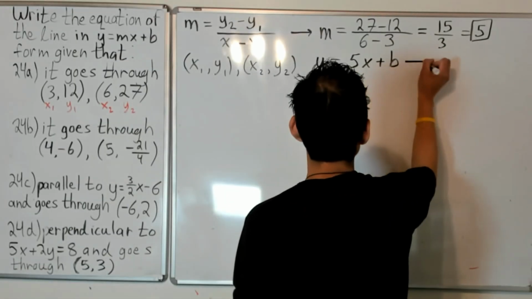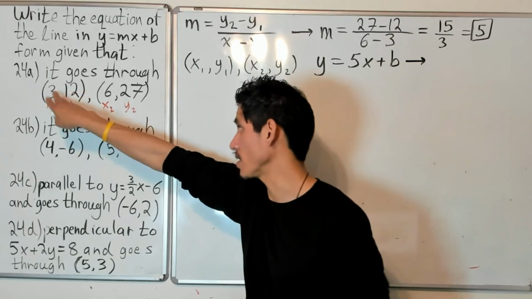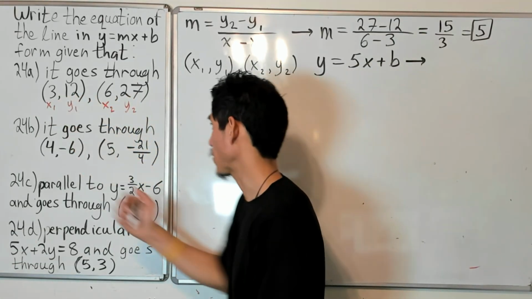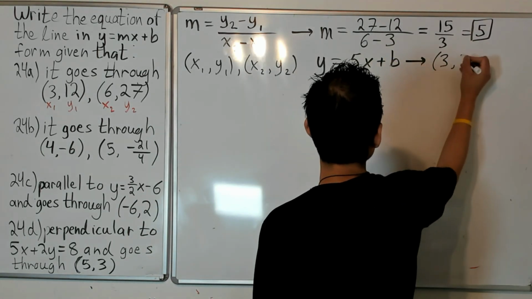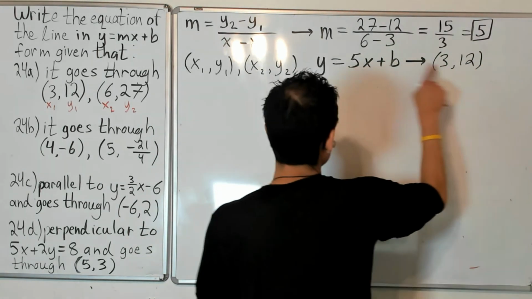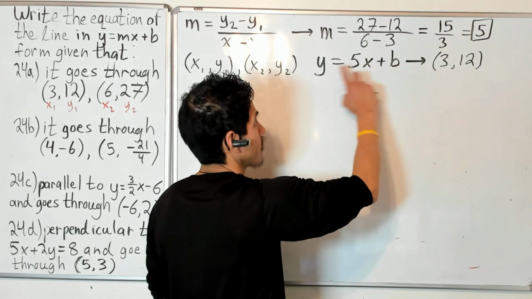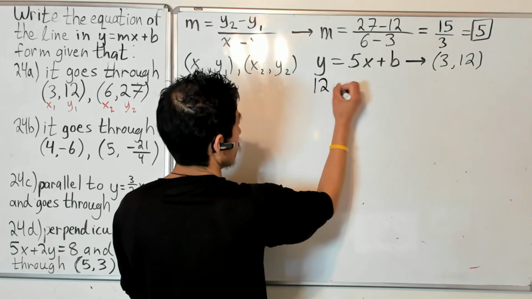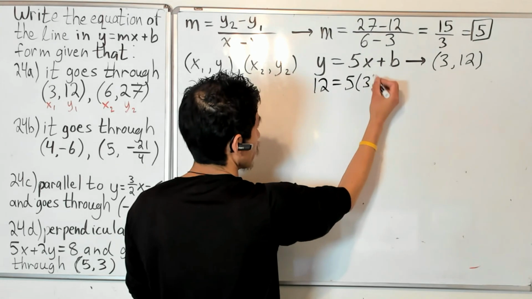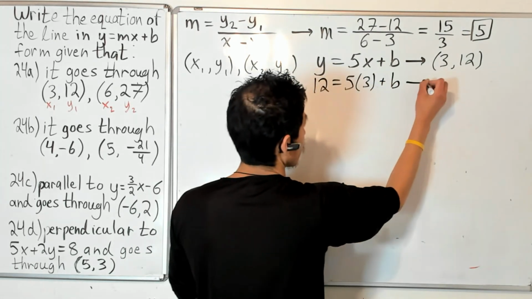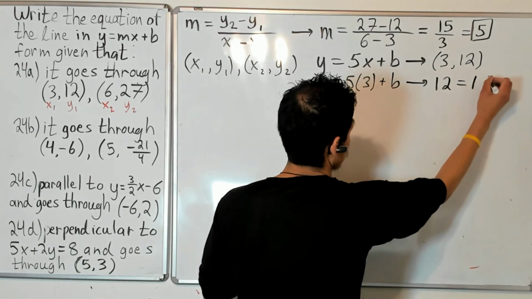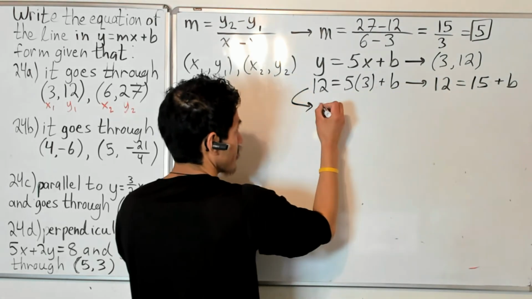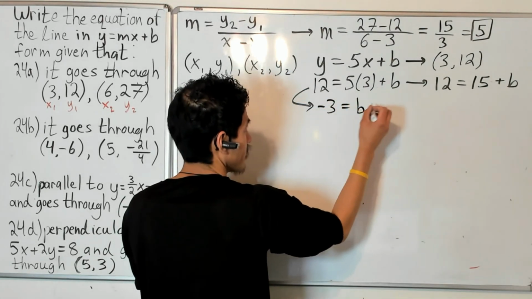So for that, I can just pick any point that it goes through. I can pick (3, 12) again, or (6, 27). Let's say I pick (3, 12) again. And I'm going to substitute the 3 in for x and the 12 in for y. So it's going to look something like this: 12 equals 5 times 3 plus b, which gives me 12 equals 15 plus b. Taking away that 15, I get that negative 3 is equal to b.